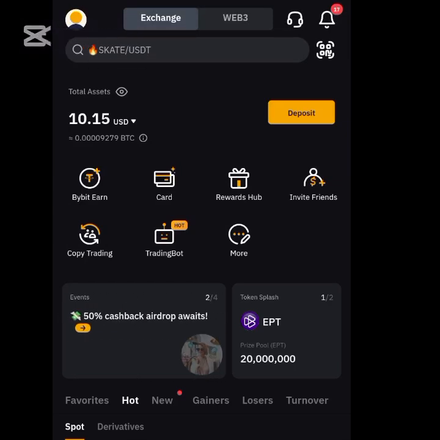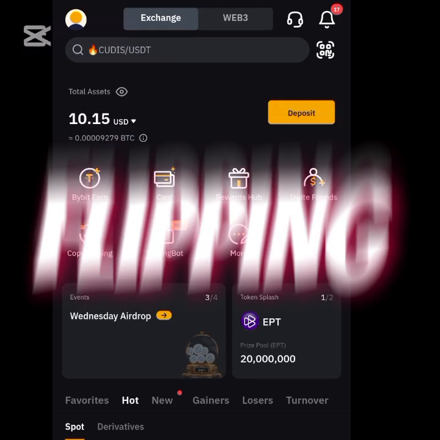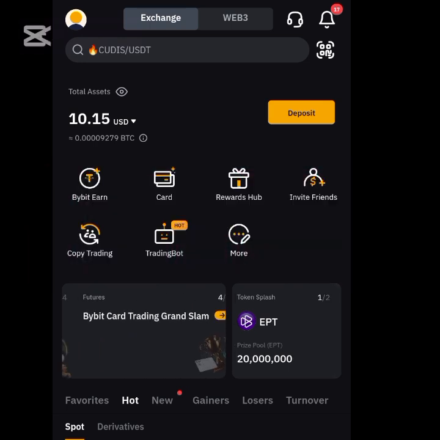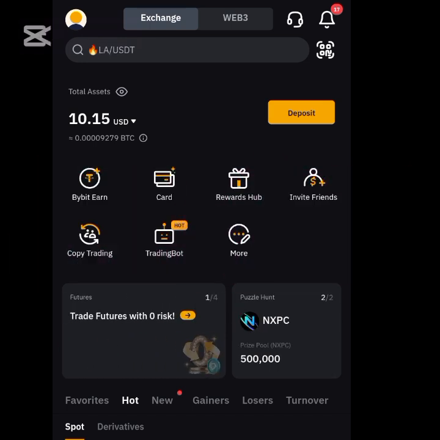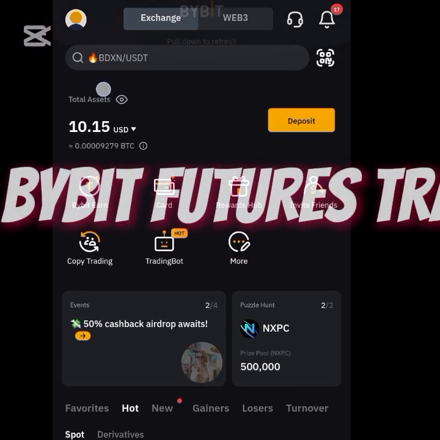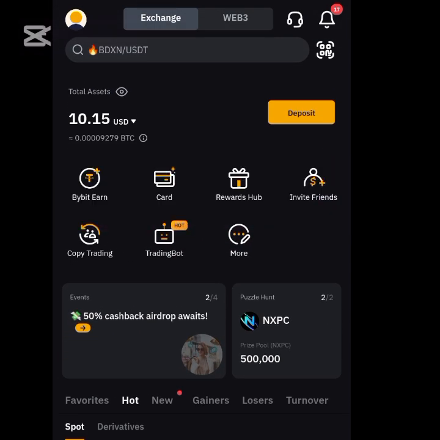So we're starting a new challenge. We'll be flipping $10 to $100 with Bybit Futures trading. So I've funded $10 because of this challenge, and this is the only amount that we're entering into this account. So we're flipping this to $100 using Bybit Futures.